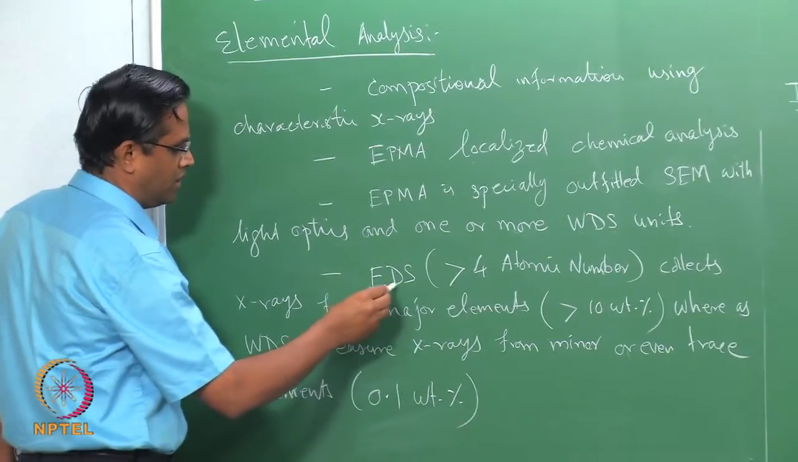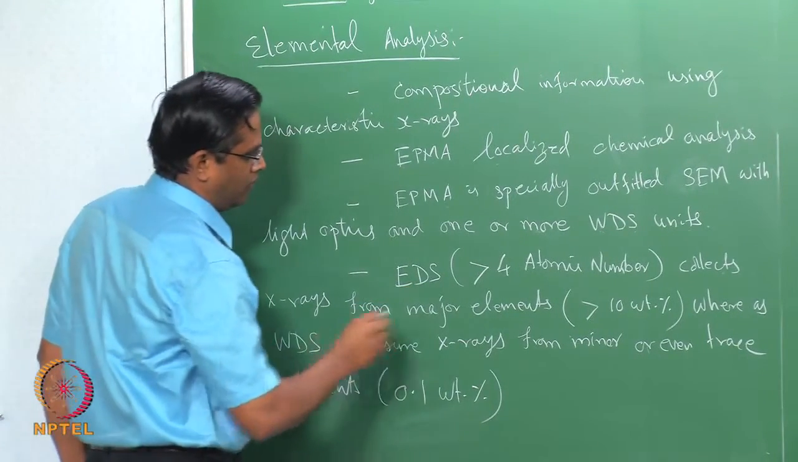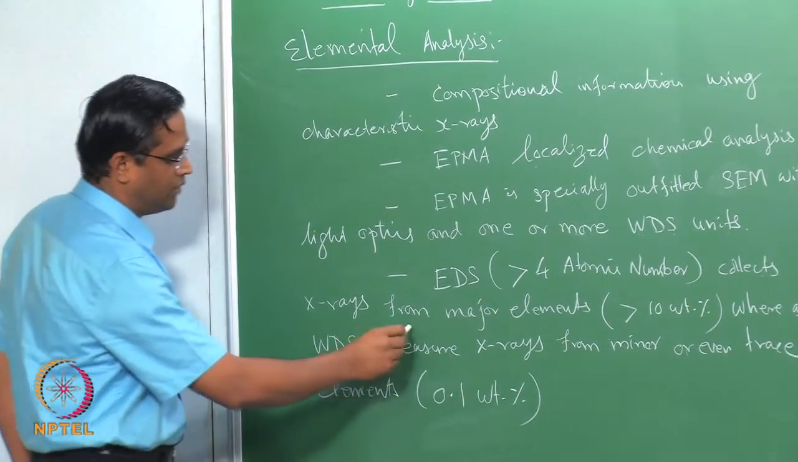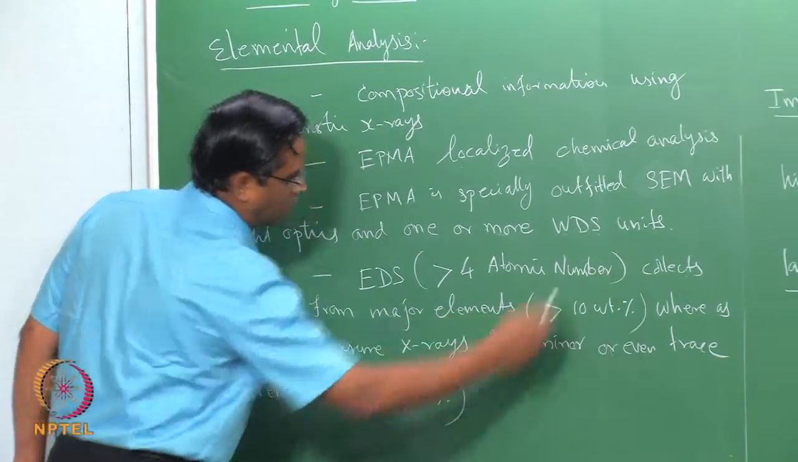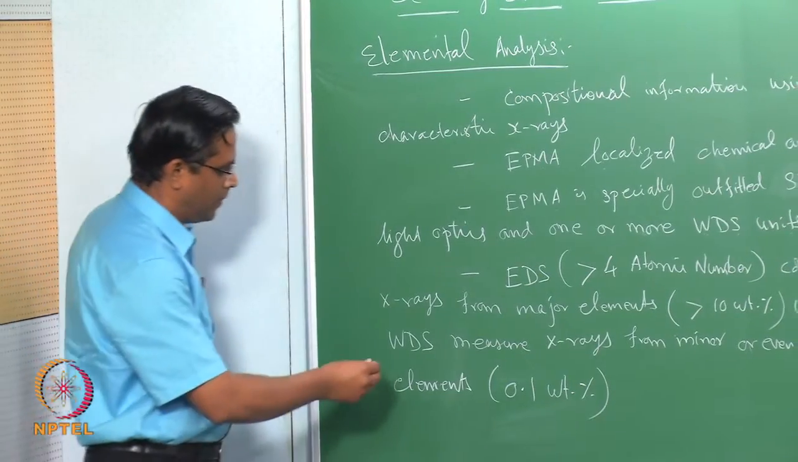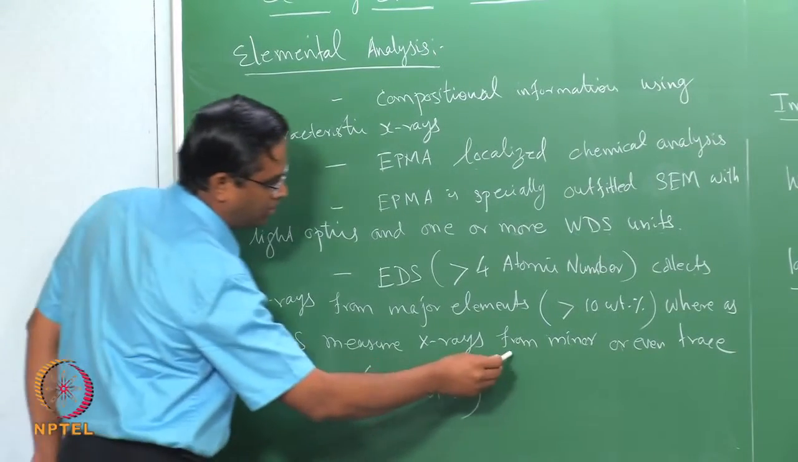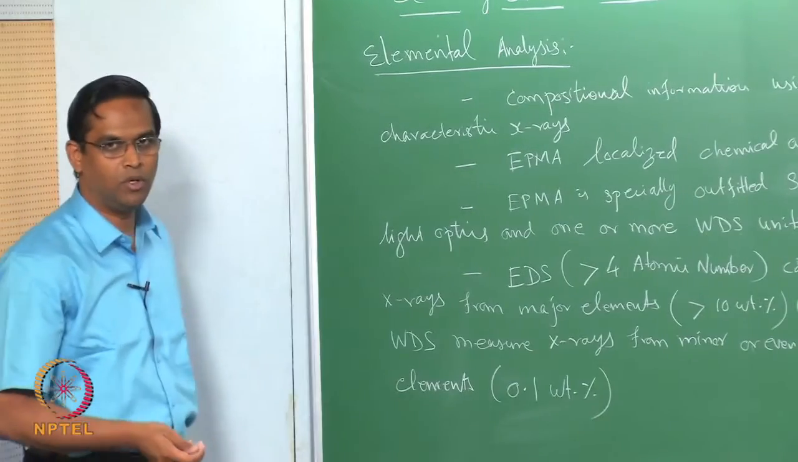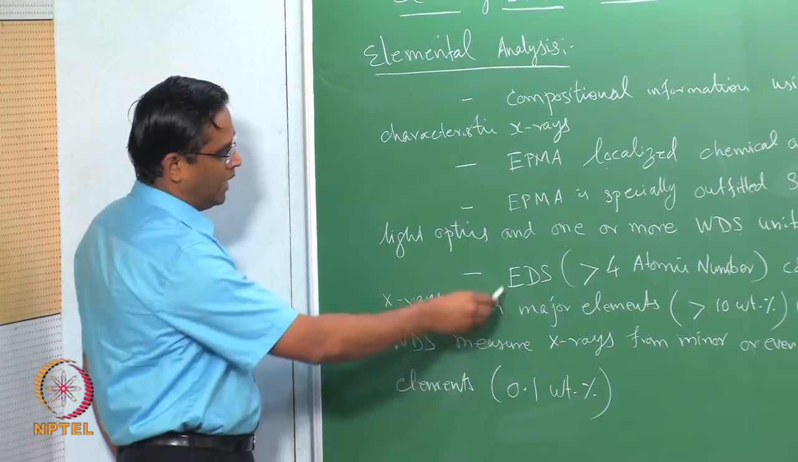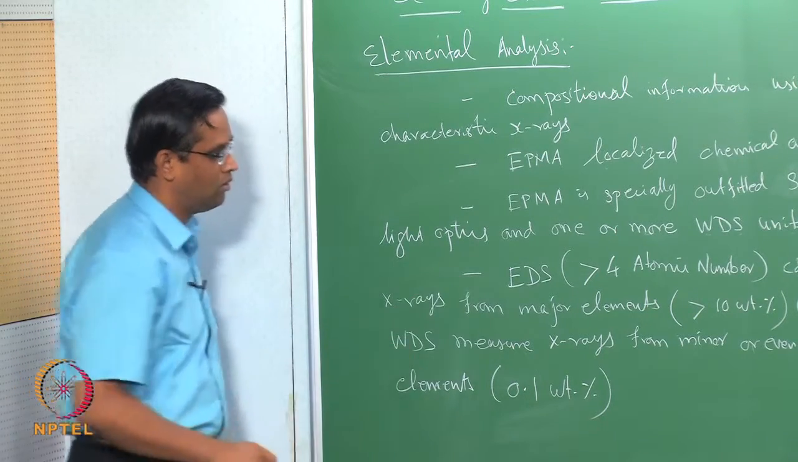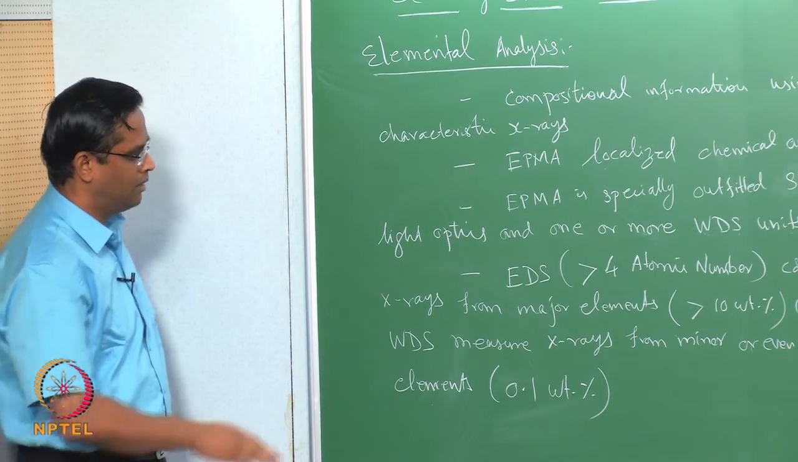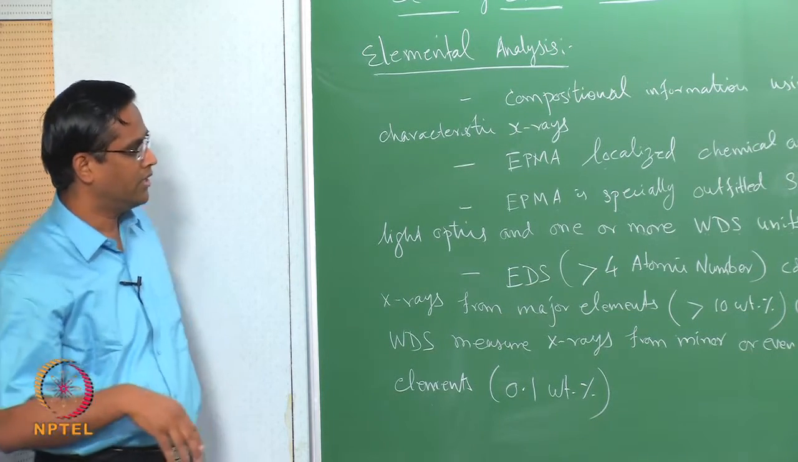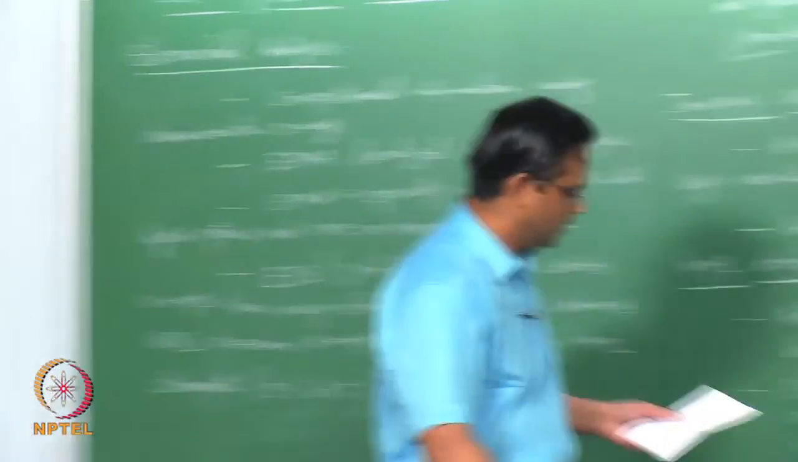Another one is the energy dispersive spectrometer, which can detect elements with atomic number greater than 4 and collect the characteristic X-rays from the major elements, which should be approximately 10 weight percent, whereas WDS measures X-rays from minor or even trace elements of 0.1 weight percent. So WDS is much more powerful compared to EDS. We will see why, and all these details later, but these are the basic details one should have about the capabilities of a scanning electron microscope. I have a few more points to add in this segment.